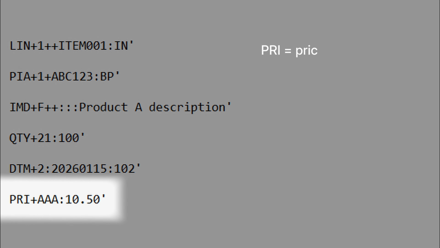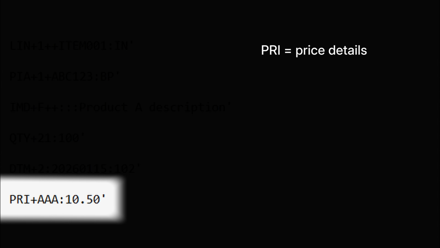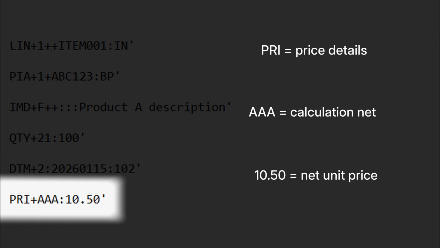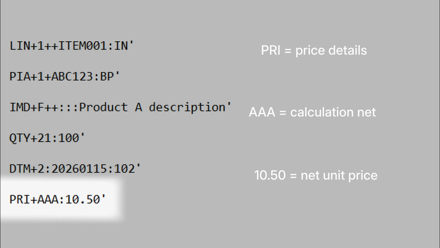The PRI segment contains price information. Qualifier AAA usually represents the unit price. The value 10.50 is the price per unit. Depending on the agreement, this price can be informational or contractually binding.